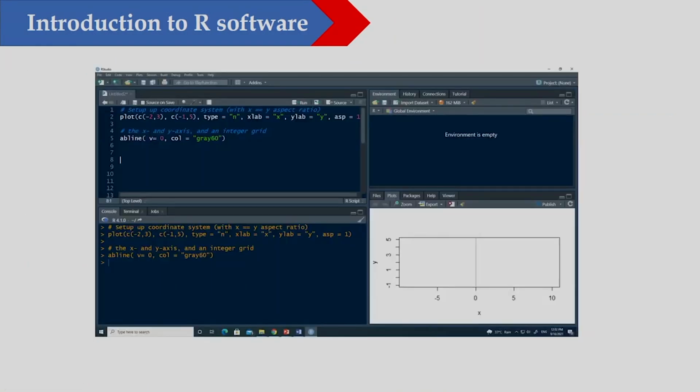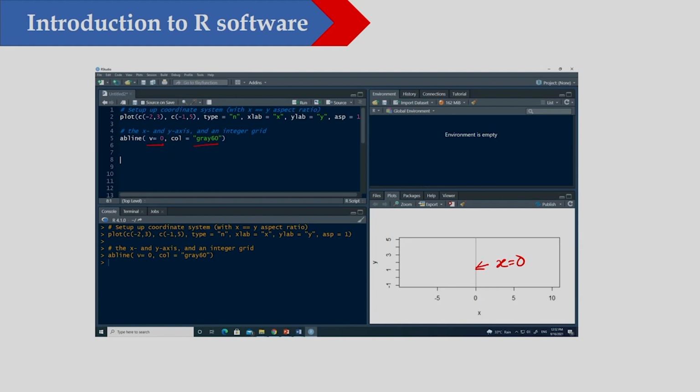Now, if I would like to draw a vertical line at x equal to 0, you just write v equal to 0. In this case, you can define any color; I am defining gray 60.